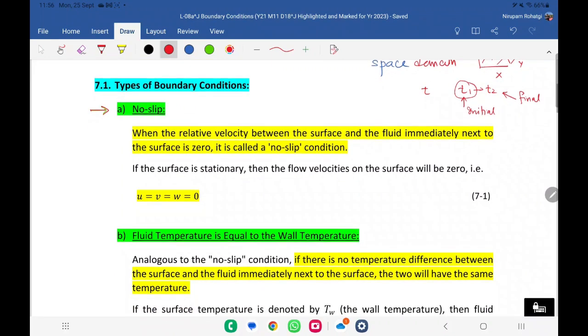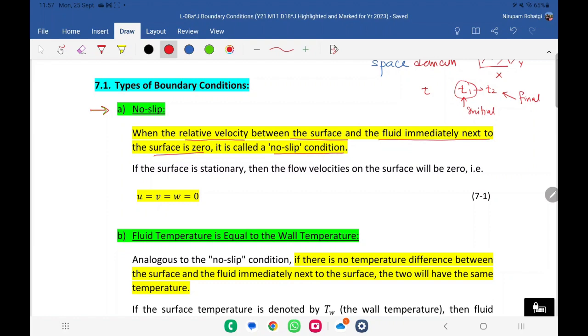What is a no slip condition? As the name suggests, when the relative velocity between the surface and the fluid immediately next to the surface is 0, it is called no slip. Relative velocity, not the actual velocity. So if something is moving and the air is moving with that body, then it is a no slip condition.